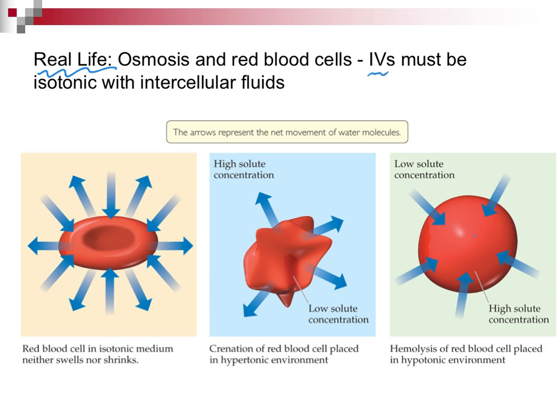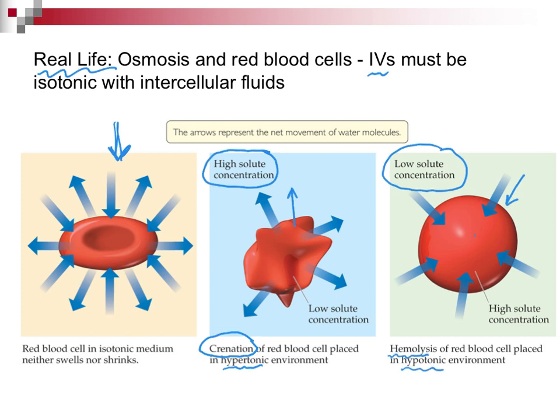with your intercellular fluids. So here we have a red blood cell, and essentially it is isotonic. We have in equilibrium, water going in, water going out. Here is something called crenation. And how does crenation occur? Well, if the bloodstream has a high solute concentration, there is going to be water coming out of your red blood cells, and that will happen in a hypertonic environment. If you have a low solute concentration, what is going to happen is water is going in, and you will have hemolysis in a hypotonic environment.